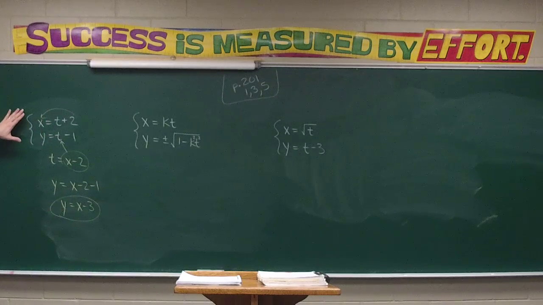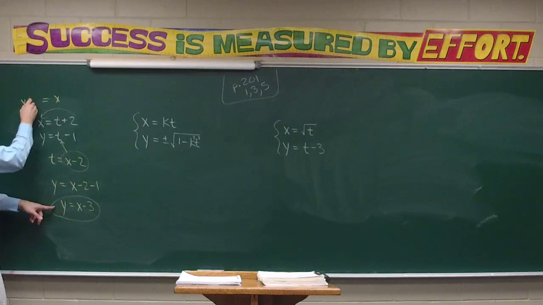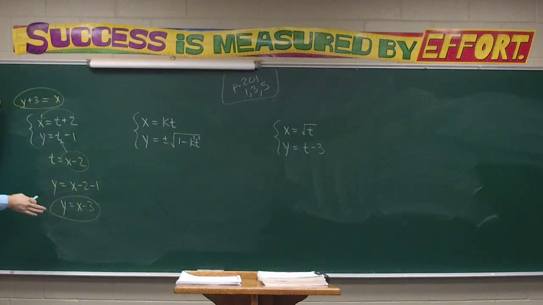If we graph this with a parameter, we get a piece of the straight line. Since there is no parameter now, we get the entire straight line going to infinity. Do we have that? I had x equals y plus 3. And that would be the same thing, right? If you move the 3 over, x equals y plus 3 is the exact same equation. So yes, both of those are correct.